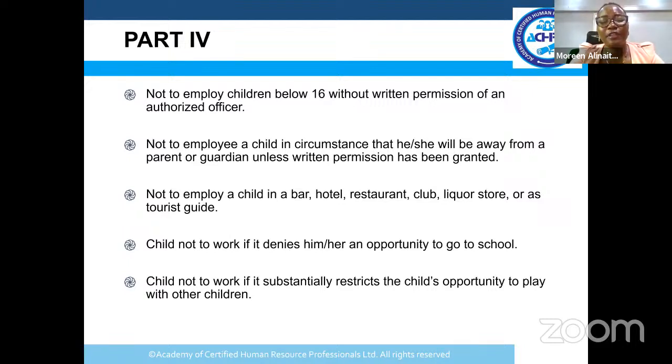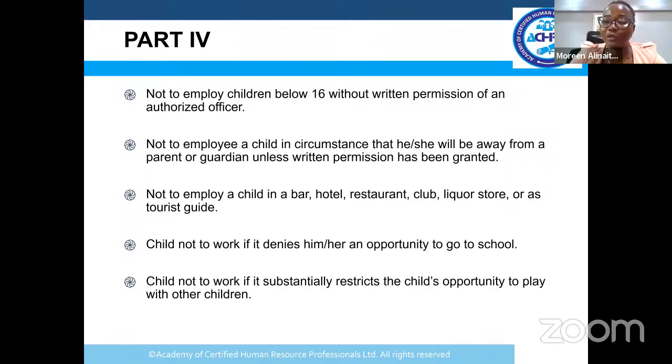Children should not work if it substantially restricts the child's opportunity to play with other children. For example, when these children go to work in the rice farm, or take people to the beach, they are not playing with their fellow children. I'm talking about people below the age of 18. Maybe some may say, those are teenagers, they don't even want to play. It is important for the children to play.